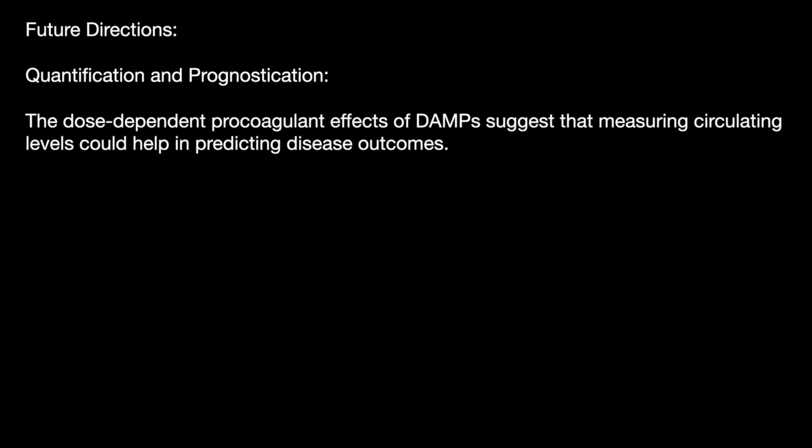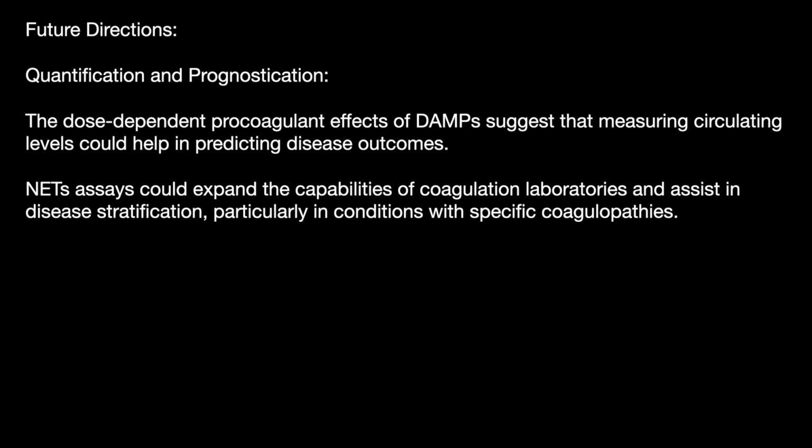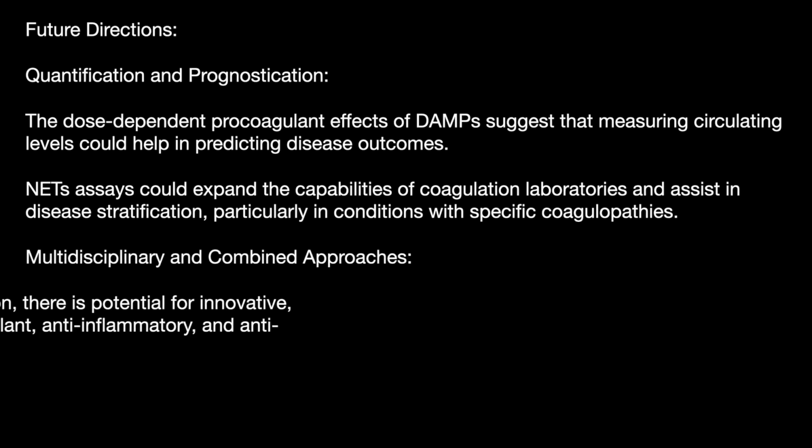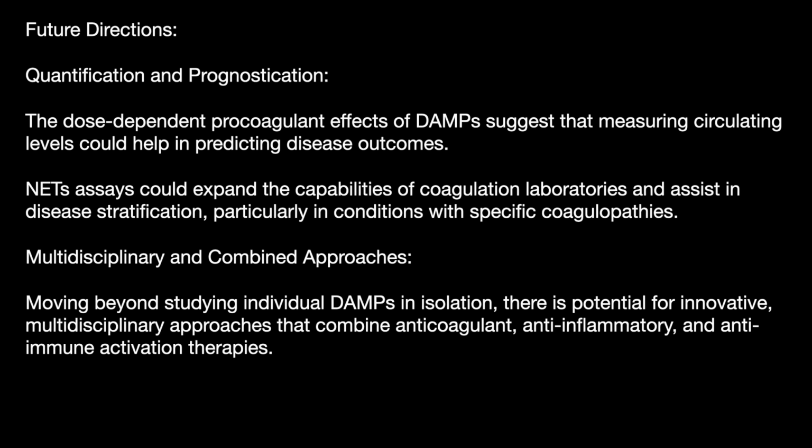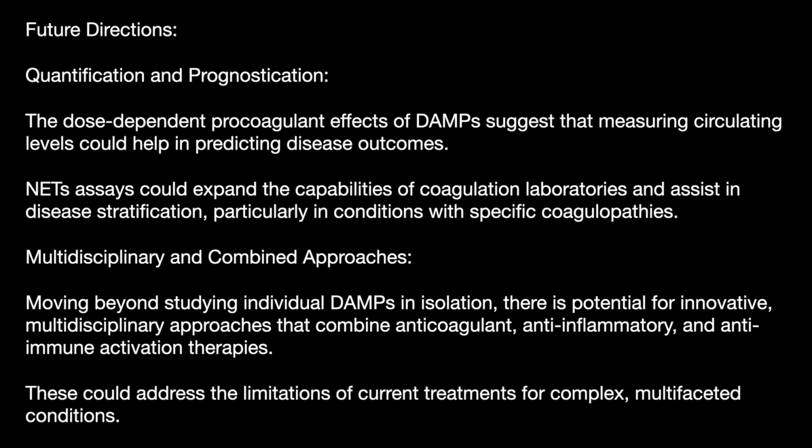So, what are the future directions? We need quantification and prognostication. The dose dependent procoagulant effect of DAMPs suggests that measuring circulating levels could help predict outcomes. NET assays could expand the capabilities of the coagulation lab and assist in disease stratification, particularly in conditions with specific coagulopathies. We need a more multidisciplinary and combined approach. Moving beyond studying individual DAMPs in isolation, there is potential for an innovative multidisciplinary approach combining anticoagulation, anti-inflammation, and anti-immune activation therapies. This could address the limitations of the current treatments for complex, multifaceted conditions.